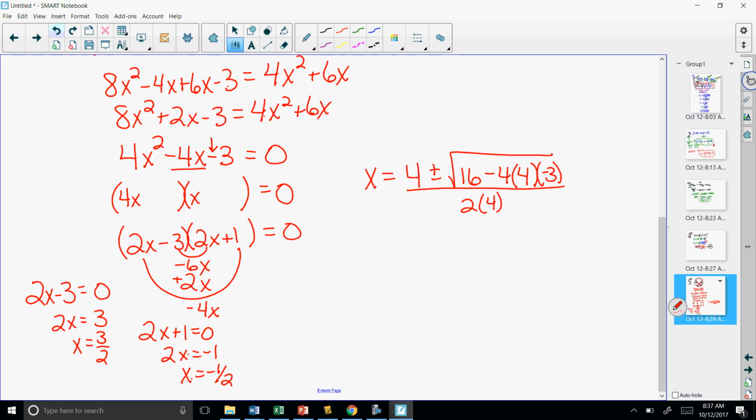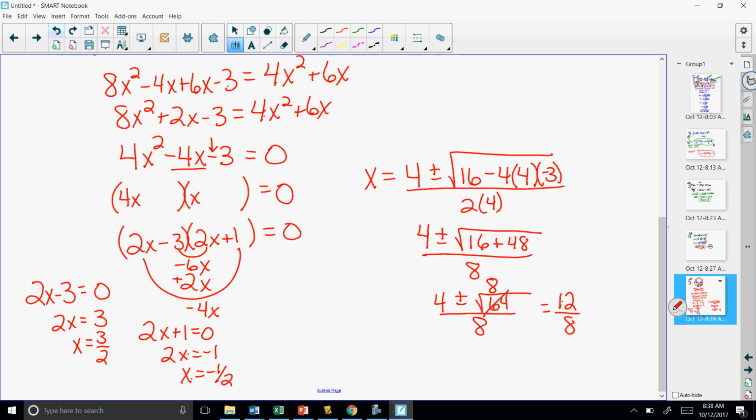If you were to simplify over here, you should get the same answer. So I get 4 plus or minus the square root of 16 plus 48, all over 8. So you get 4 plus or minus the square root of 64, all over 8. The square root of 64 is 8. So 4 plus 8 is 12 over 8, or 4 minus 8 is negative 4 over 8. 12 eighths reduces down to 3 halves, and negative 4 eighths reduces down to negative 1 half. So the same values we got by factoring.